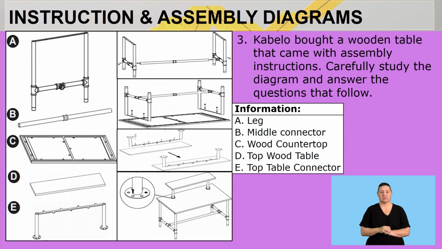Right now, when I look, some information is given. If you look at the diagram, you'll see here we have labels A, B, all the way up to E, right? So then the information basically describes what tool is there. So A, for example, is the leg of this table. E, for example, here is the top table connector, okay? Always important, make sure you know what is represented in the picture, what is represented in the diagram, and connect it with the information given to you.